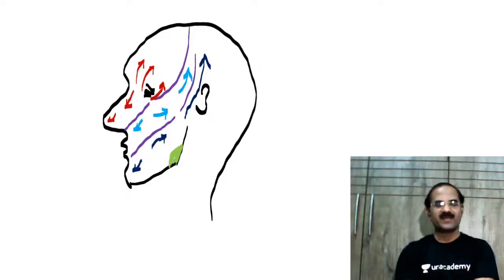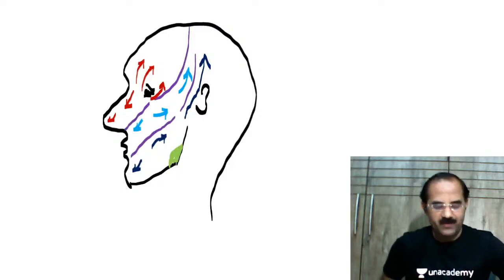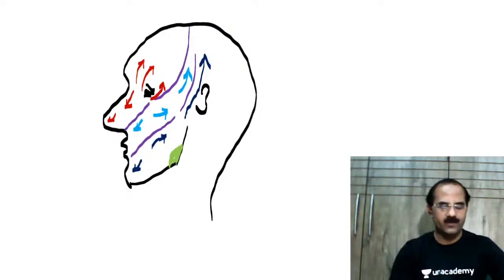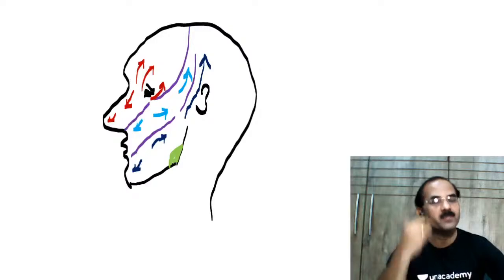This is the buccal branch of mandibular nerve. That is also known as buccal nerve. Buccal nerve. No, it's not inferior alveolar. It's buccal nerve. Okay, so this is mental nerve, this is auriculotemporal nerve, and this is the buccal nerve. But this is the buccal branch of mandibular nerve.